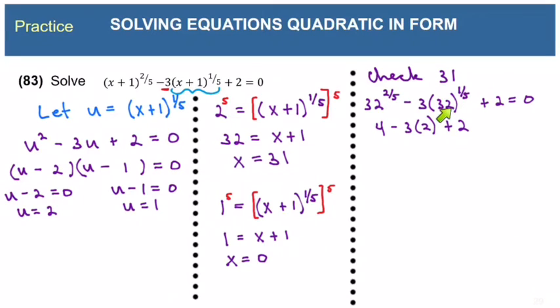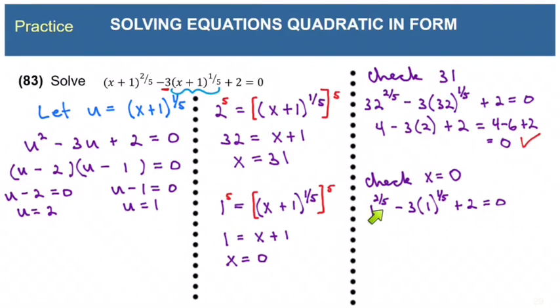And here the 5th root of 32 is 2, and 3 times 2 is going to be 6. So we have 4 minus 6 plus 2. That does add up to 0, which is what the right side was supposed to equal, so that checks. And now let's try the 0. If you put 0 in here, 0 plus 1 is 1.